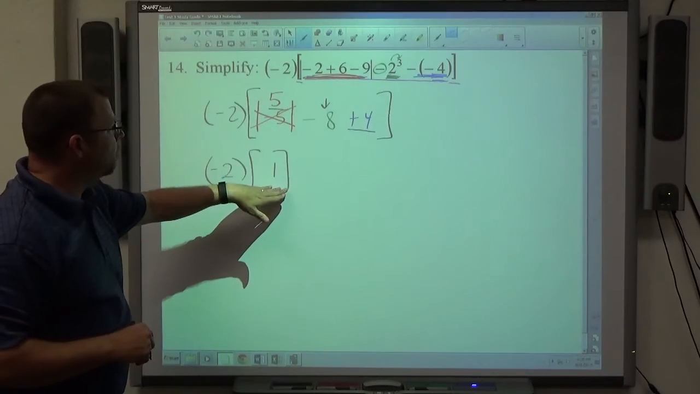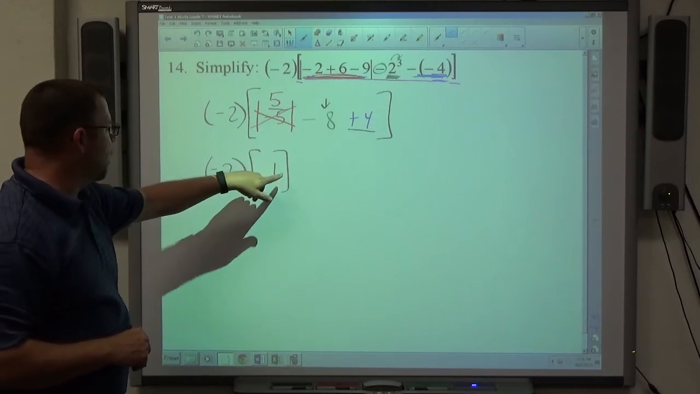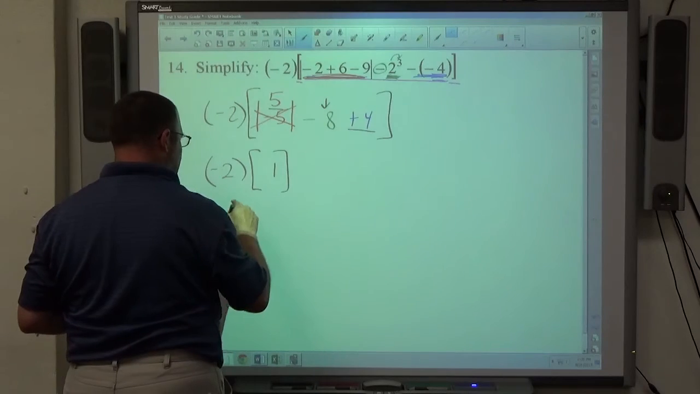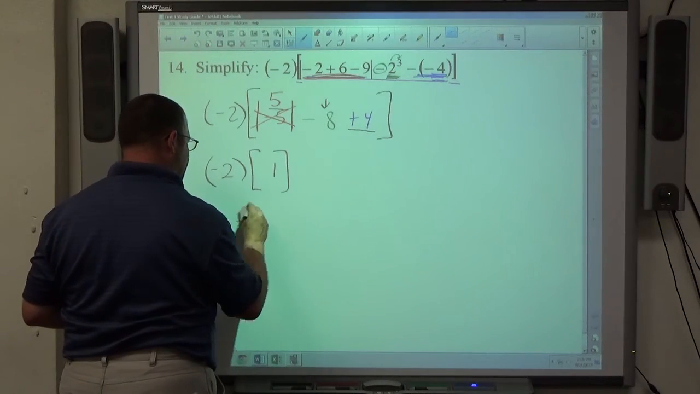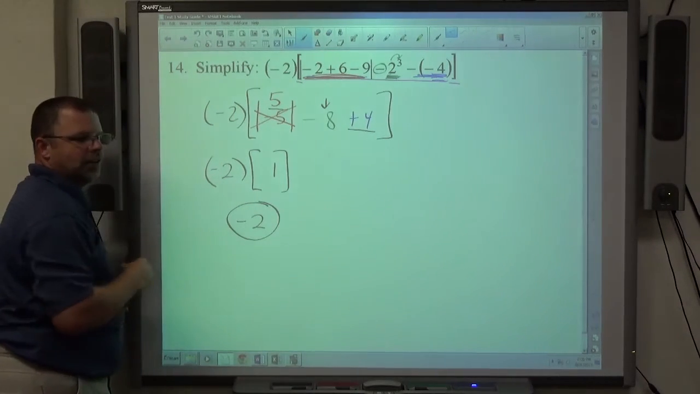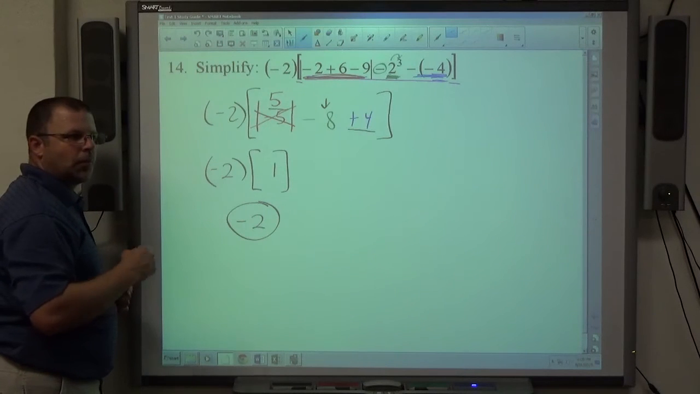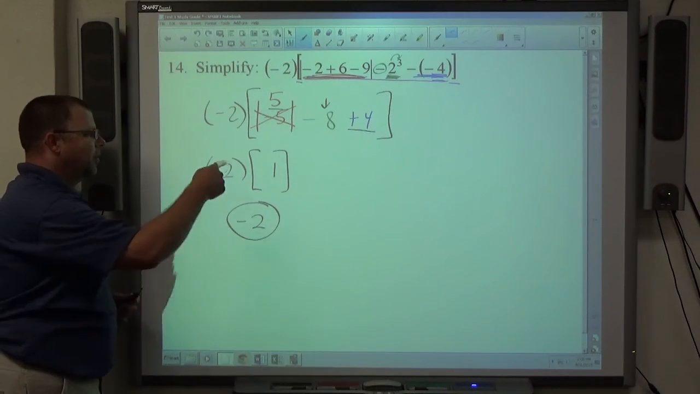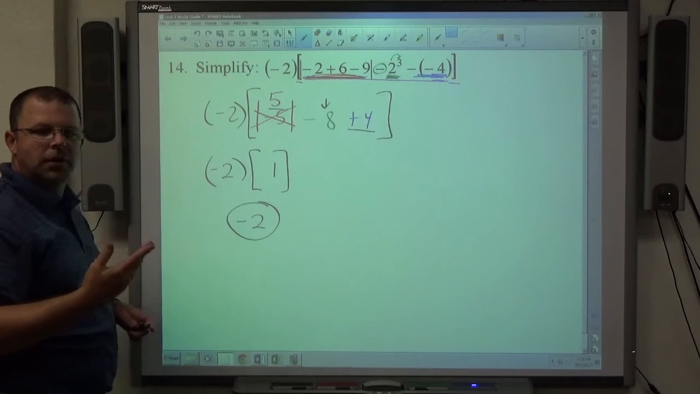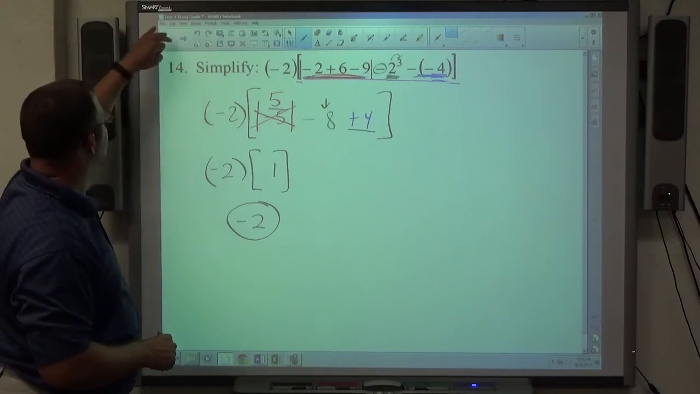And once I got the brackets figured out to a single number, I multiply those two together. Negative 2 times 1 makes negative 2. It's negative because we have different signs. When you multiply, signs different get you a negative. The signs being the same would get you a positive.